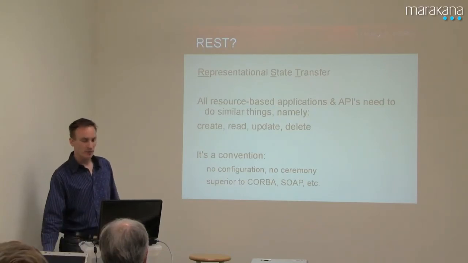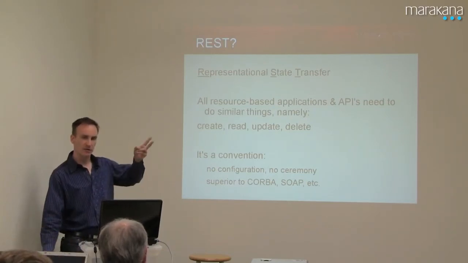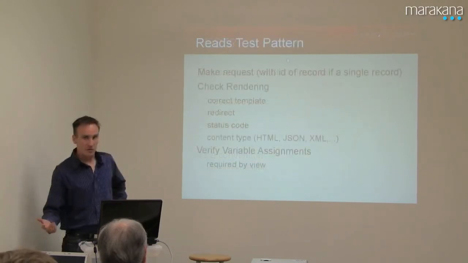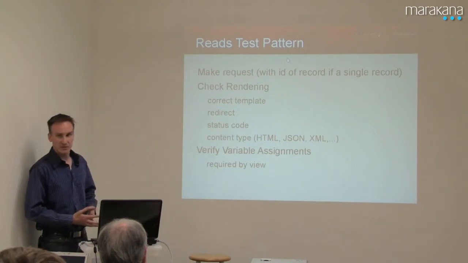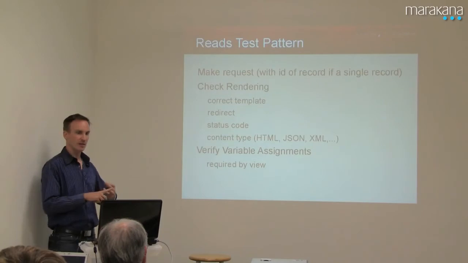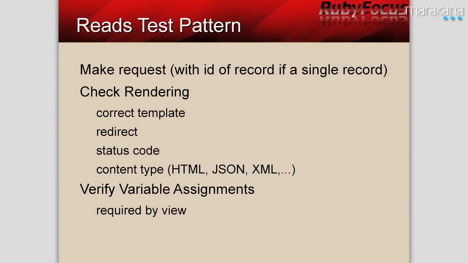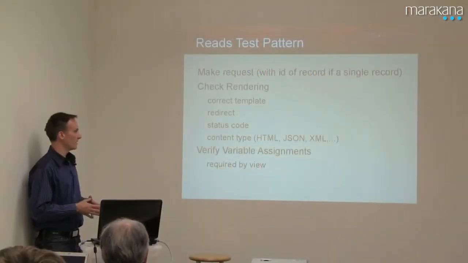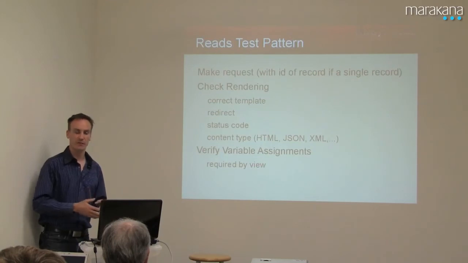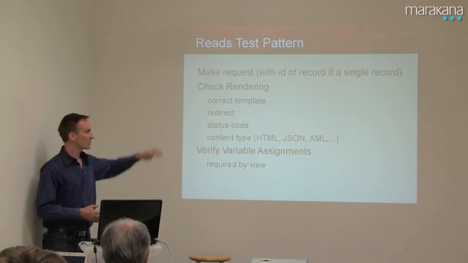Okay, so with that, what is the controller formula? The controller formula for reads follows in two steps. One is the test, and we have a pattern for this test. So if you have a read operation, how do we test for this? So A, we make the request in the controller. Then we check what renders. Typically, that either means a template gets rendered, or maybe there's a redirect, or perhaps there's some sort of status code that gets exchanged. Like in JSON or in XML, you typically send status codes back. And maybe there's a content type also. If you don't do HTML, you have to set the content type and you want to verify that. This is the stuff you test in the test.